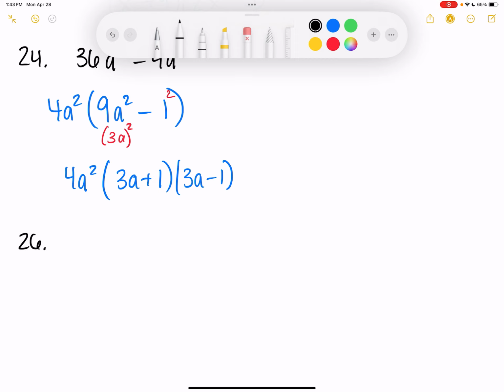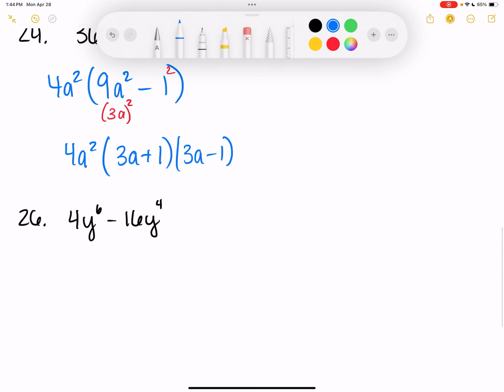Number 26. 4y to the 6th minus 16y to the 4th. Difference of squares? No. I've got to take something out first.